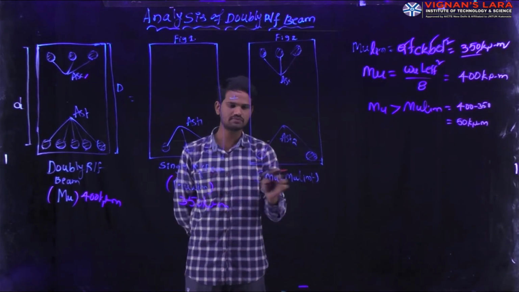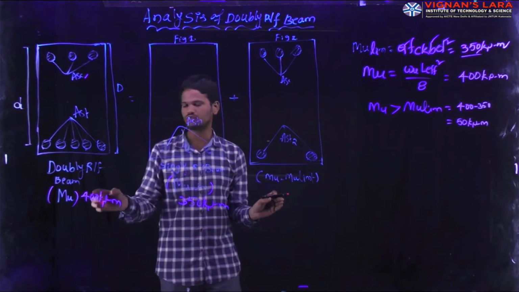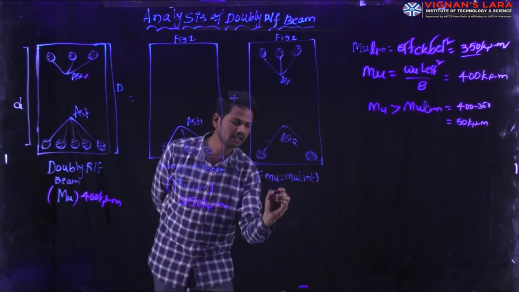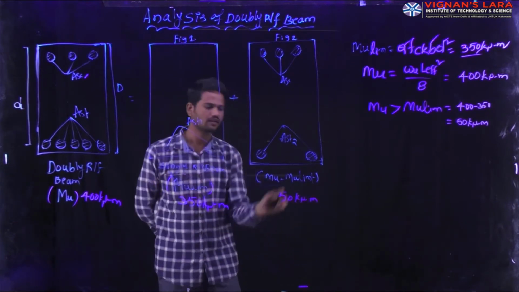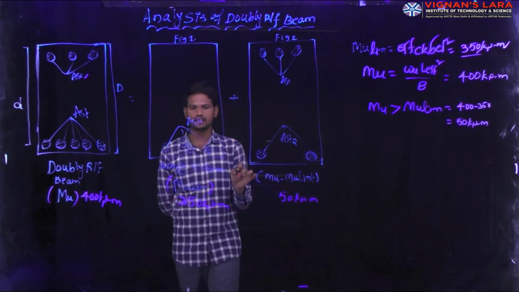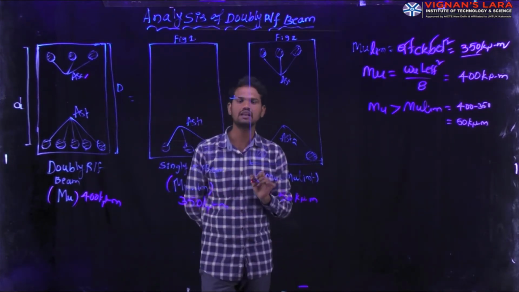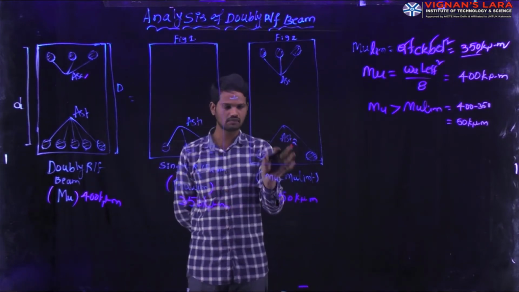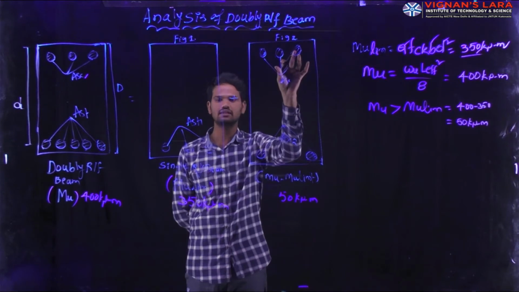If you observe here, the additional moment we are getting is Mu minus Mu limit. That means 400 minus limiting moment. If you deduct, you will get the additional moment as 50 kilonewton meter. For this 50 kilonewton meter to resist, we have to provide additional reinforcement. That additional reinforcement we are placing as some bars in the bottom zone as well as some bars in the top portion.